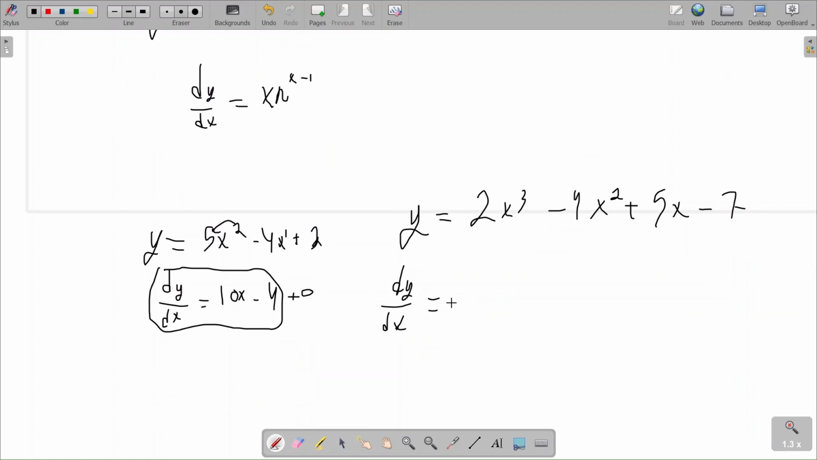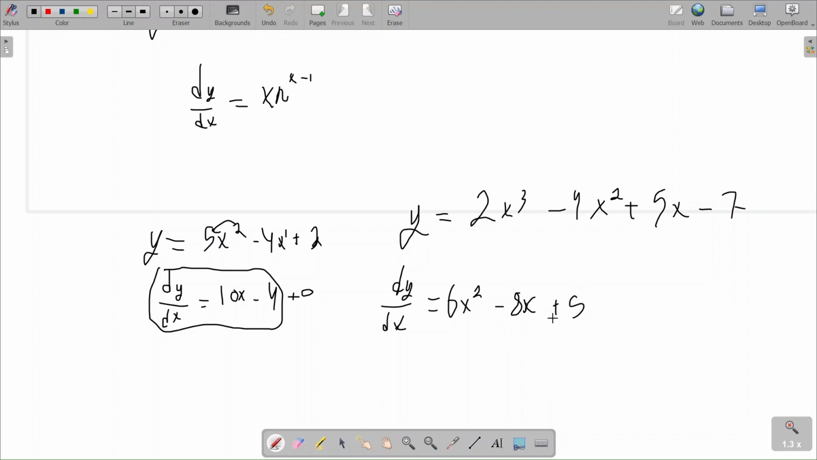dy by dx equals 3 times 2, 6. Then you reduce the exponent by 1, so 3 minus 1 is 2, 6x squared, minus 4 times 2, 8, 2 minus 1 is 1, so 8x, plus 5 times 1 is 5. So this is not plus, let me just fix this.